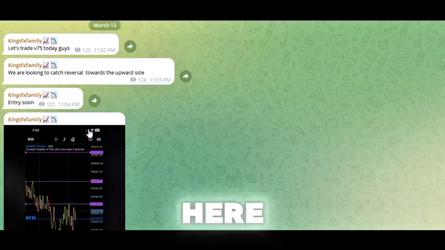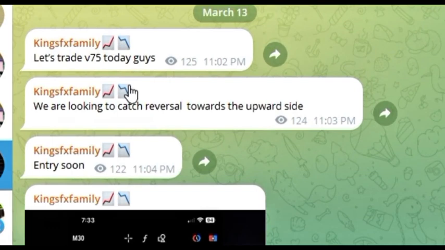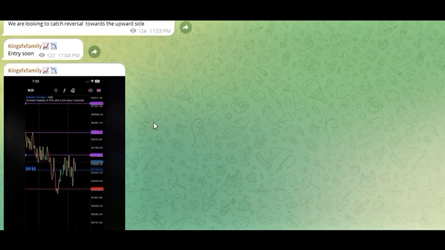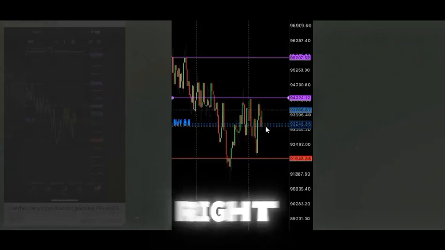If you look right here, this morning I dropped this particular signal here, and you can see I say let's trade VS75 today guys. We are looking to catch reversal towards the upper side, right? I told them entry soon. So when the entry matured and everything, we made our entry, as you can see right here.